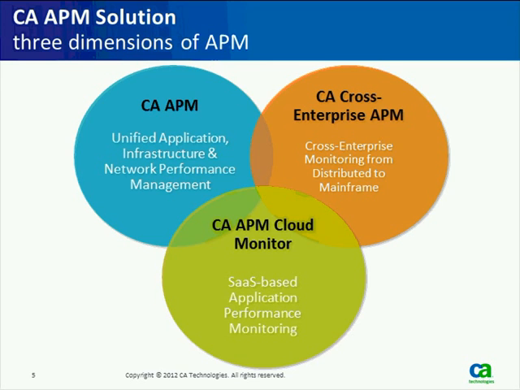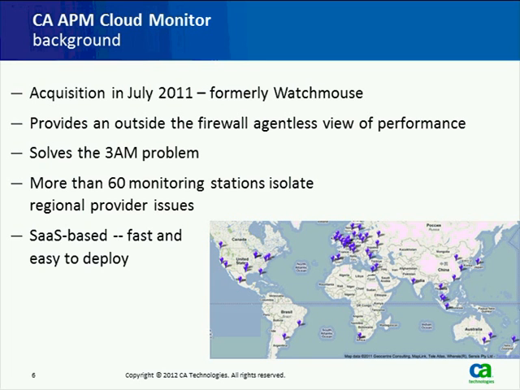Just a little bit of background in the event that you're not familiar with APM Cloud Monitor. Essentially, it came to CA Technologies as an acquisition last year. Known in the market space as WatchMouse, so you'll still hear some of that terminology around, and I think as all of us know from Interscope, the old names seem to hang in there for a long time. So we've rebranded it APM Cloud Monitor, and essentially it's a SaaS-based solution that runs outside the firewall from various points of presence around the world, 60 as a matter of fact, and gives you the outside-in view of what's going on with the application and the network performance.